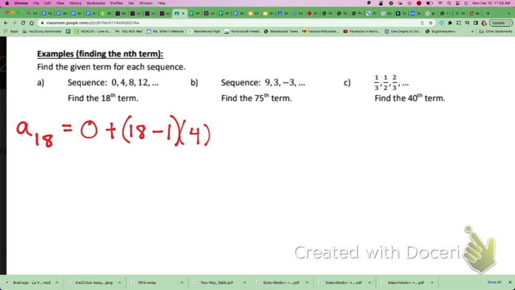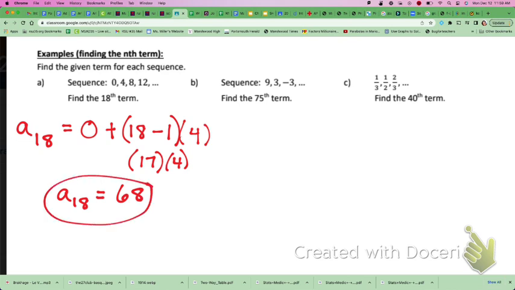All right, so now it's just some multiplication. 18 minus 1 is 17. What's 17 times 4? Is that 68? Yeah. So A subscript of 18, so our 18th term would be 68. Wait, you need that 0? No, I mean, technically no, but put it there so that you know that that first term was accounted for. So it's just like the first sequence? Yes.